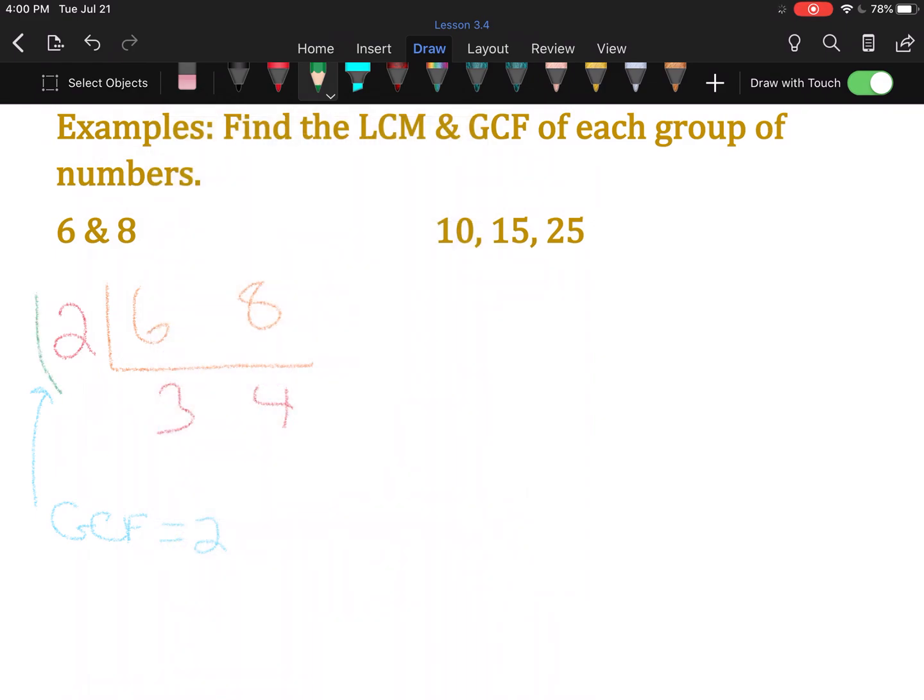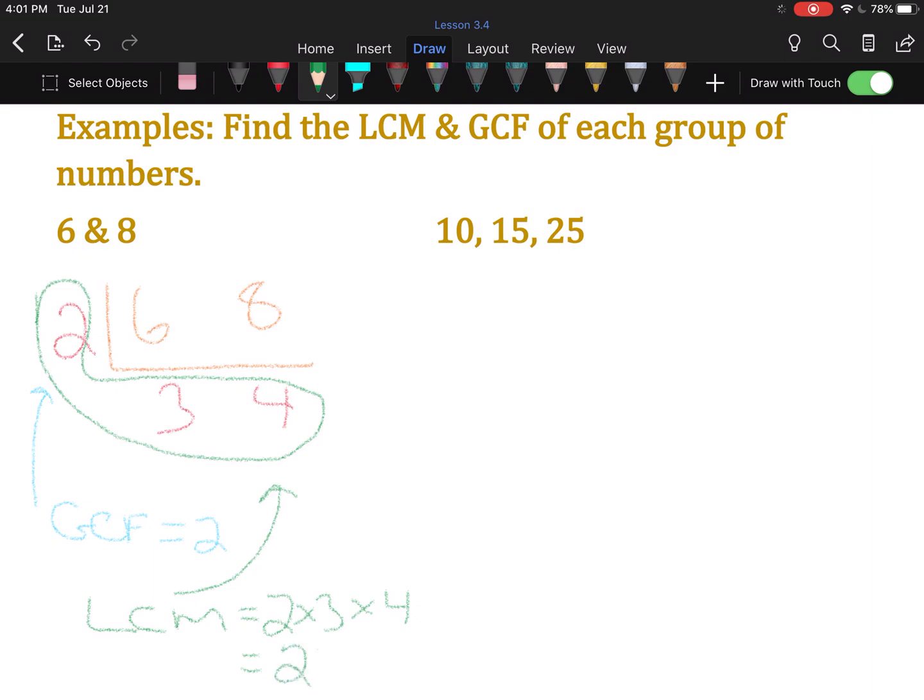What's cool is I can take all the numbers on the outside and if I multiply them together, I'm going to get the least common multiple. 2 times 3 is 6. 6 times 4 is 24. The GCF of 6 and 8 is 2, and the LCM is 24. And I got that using a ladder.